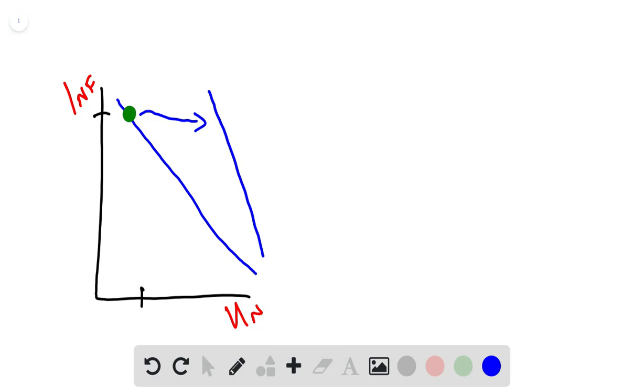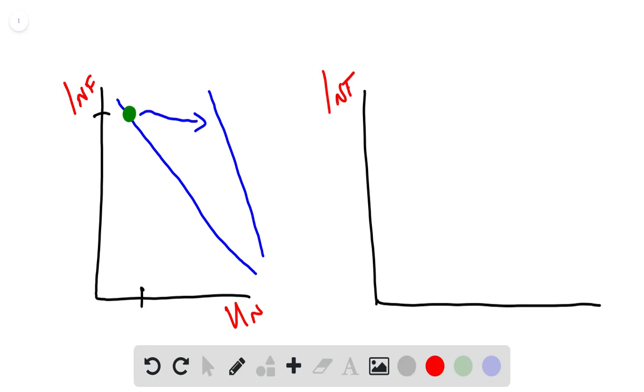Okay, so it's getting a little messy. Let's draw a new graph and see what happened. So again, we'll put inflation on the vertical axis. We'll put unemployment on the horizontal axis. And here is our Phillips curve.